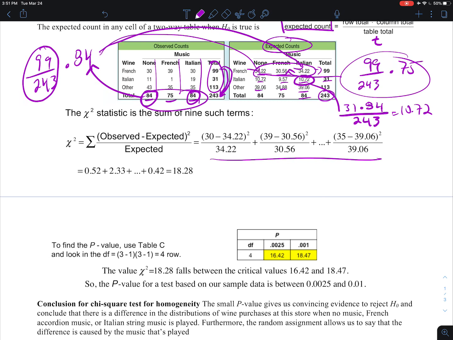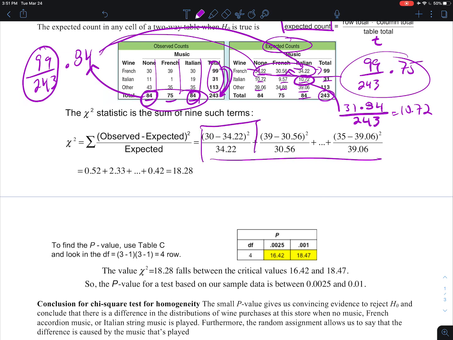Now that you have all these expected values, I need to find the sum of each observed minus the expected squared over the expecteds. And because it's a two-way table, these numbers are going to be much larger. There are going to be some non-terminating decimals. And you want to lean on your calculator and not round anything because that will change your answer slightly.